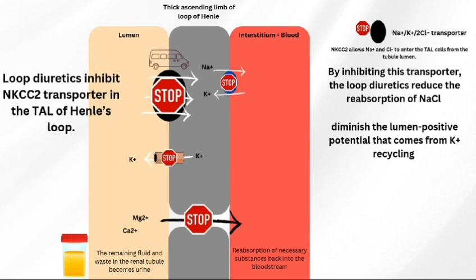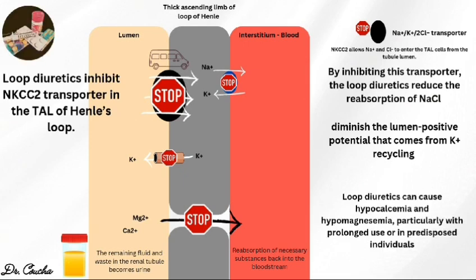But be careful, because when loop diuretics reduce the reabsorption of sodium chloride, they also diminish the lumen-positive potential that comes from potassium recycling. This positive potential normally drives divalent cation reabsorption in the thick ascending limb of the loop of Henle. And by reducing this potential, loop diuretics cause an increase in magnesium and calcium excretion.